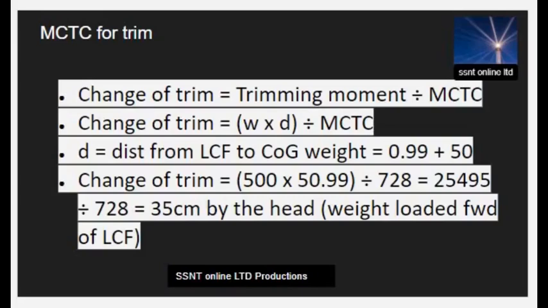The trimming moment is divided by the MCTC for the draft. That is 25,495 divided by 728, which is equal to 35 centimeters. The change of trim will be by the head because the weight was loaded forward of the LCF.